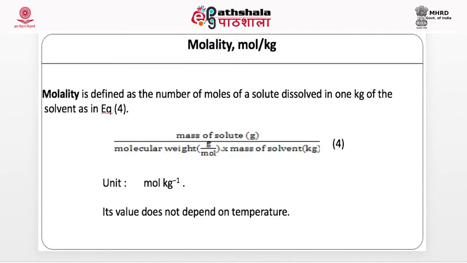In this case, instead of volume, we use solvent kilogram. It is defined as the number of moles of solute dissolved in 1 kilogram of the solvent. Therefore, the unit is mole per kilogram as in equation 2. Molality equals mass of solute in gram divided by molecular weight into mass of solvent in kilogram. It doesn't depend upon temperature.